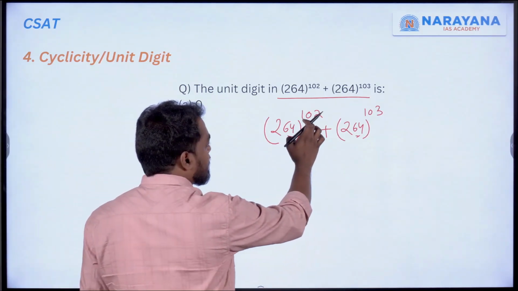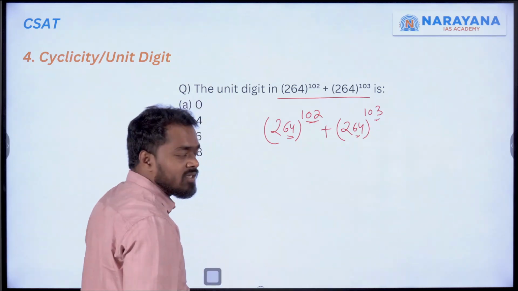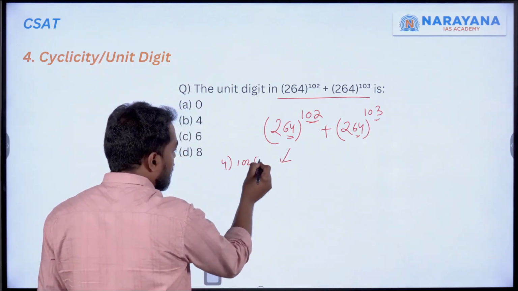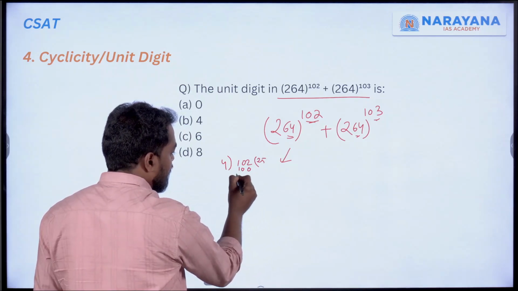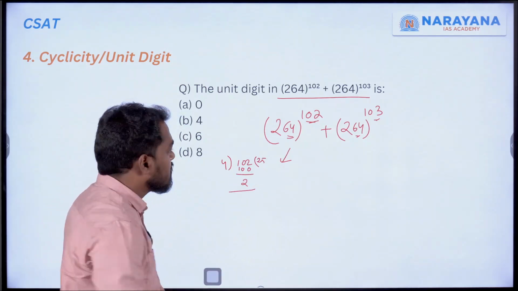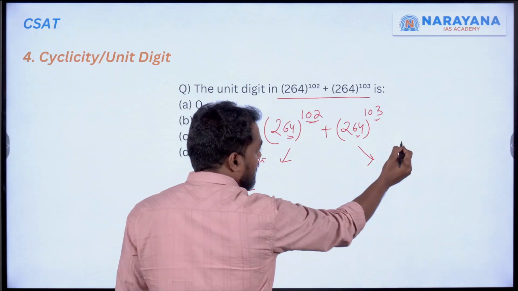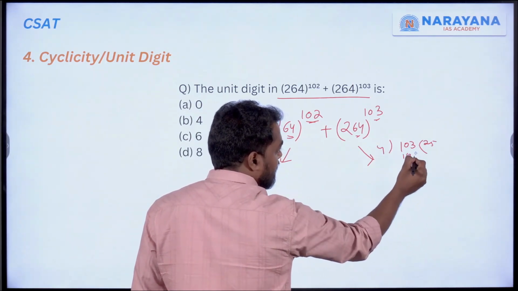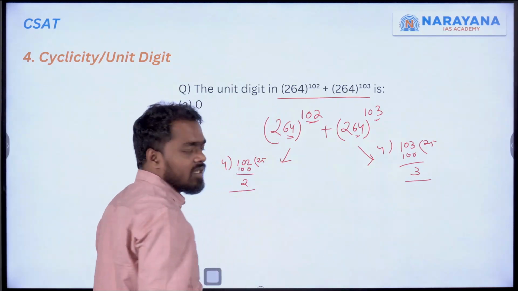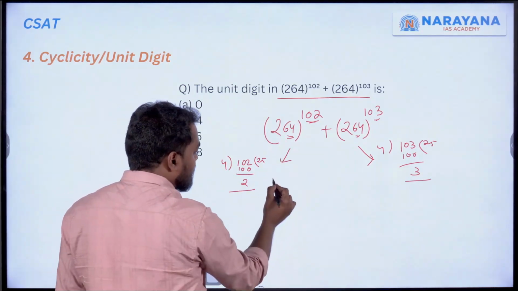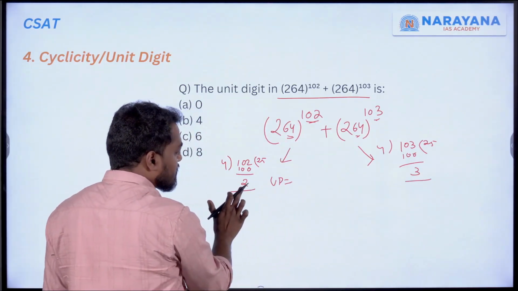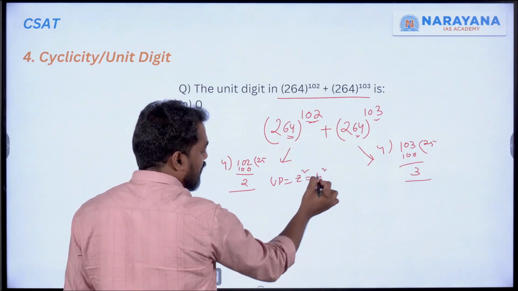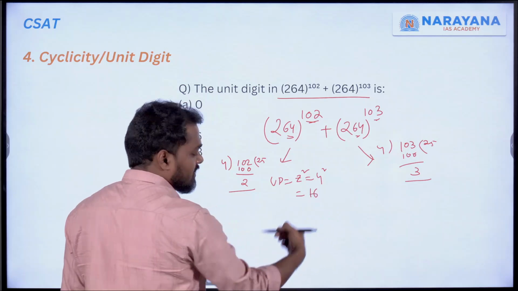What is that second rule? Take the power and divide with 4. In this case, 102 divided by 4, 4 twenty-fives is 100. You are getting a remainder of 2. So here also take the power 103, divide it with 4, 4 twenty-fives is 100. You are getting a remainder of 3. Now in this case, what is the unit digit? Remainder is 2, so z square. z is nothing but unit digit 4, square, so that is 16.